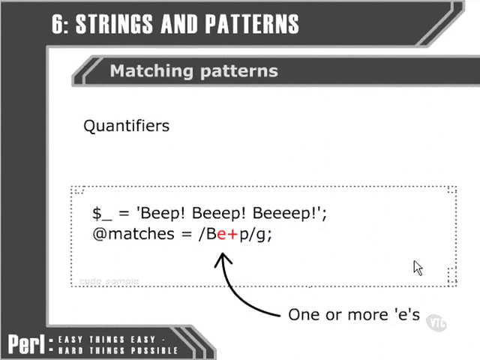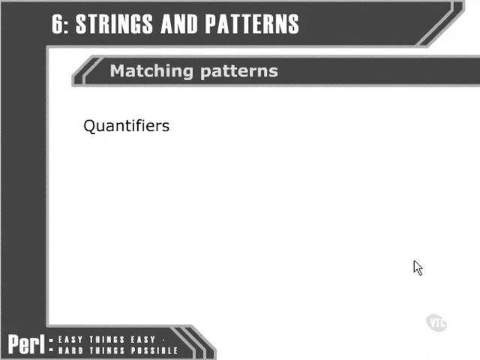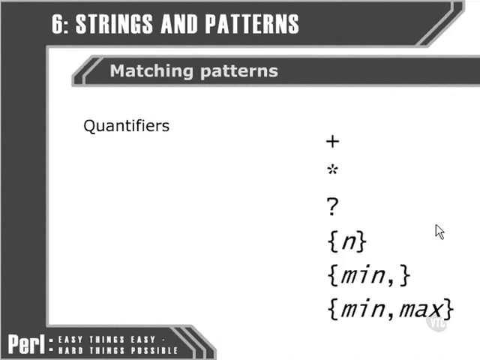So in this case, we're saying BEP is valid, and then B followed by 3 E's is valid, followed by P, and B followed by 1,000 E's, and then a P would also be a valid instance of this pattern. If we ran this script, the matches array will have caught all of the instances of the pattern that are contained within the string. The plus quantifier is not the only quantifier available to us, however. These are the quantifiers that we can use.